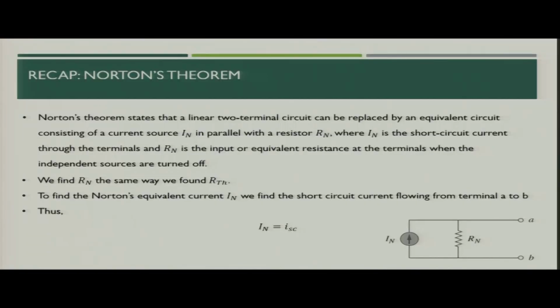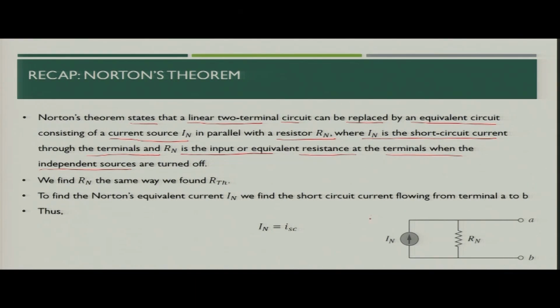Let us recap the Norton's theorem which we discussed in the last class, which states that a linear two terminal circuit can be replaced by an equivalent circuit consisting of a current source I n in parallel with a resistor R n, where I n is the short circuit current through the terminals and R n is the input or equivalent resistance at the terminals when independent sources are turned off.